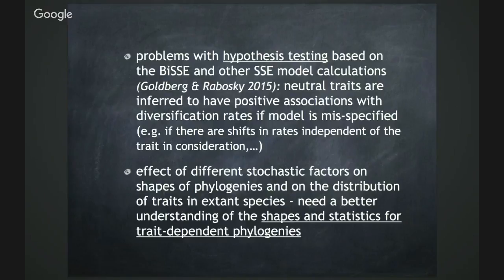And so I'm assuming that this has dampened some of the enthusiasm for using these likelihood models. But essentially, it is not the flaw of the modeling. It's more the flaw that we need a better understanding of what kind of statistics for phylogenies would be helpful in these situations, and a better understanding of what kind of shapes on trees we get from processes that are more complicated than just neutral evolution.